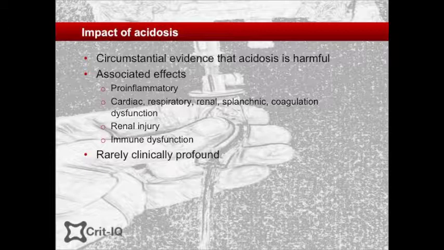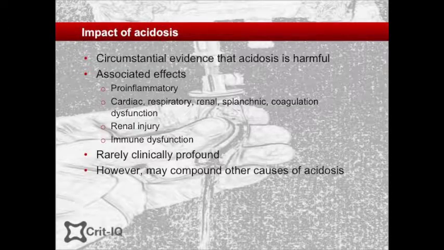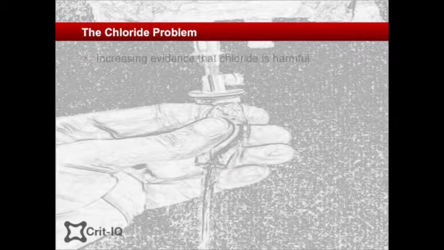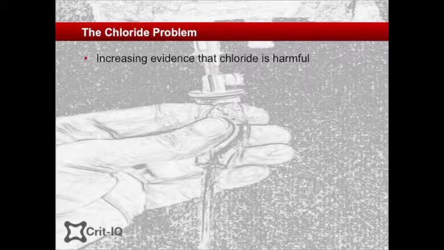Despite the occurrence of an acidosis, many reviews have found that the clinical effects are rarely profound. Base excess rarely drops below minus 10 millimoles per litre, and with appropriate respiratory compensation, pH remains above 7.30 in most cases. However, the significance may be important where there are other processes at play that result in acidosis, compounding their effect. The high chloride levels found in normal saline are now being associated with increased patient harm too.